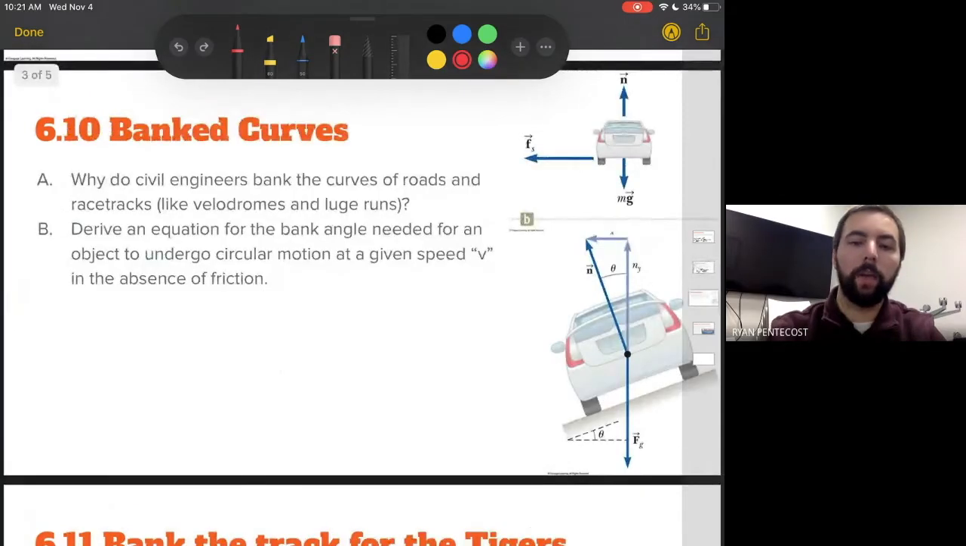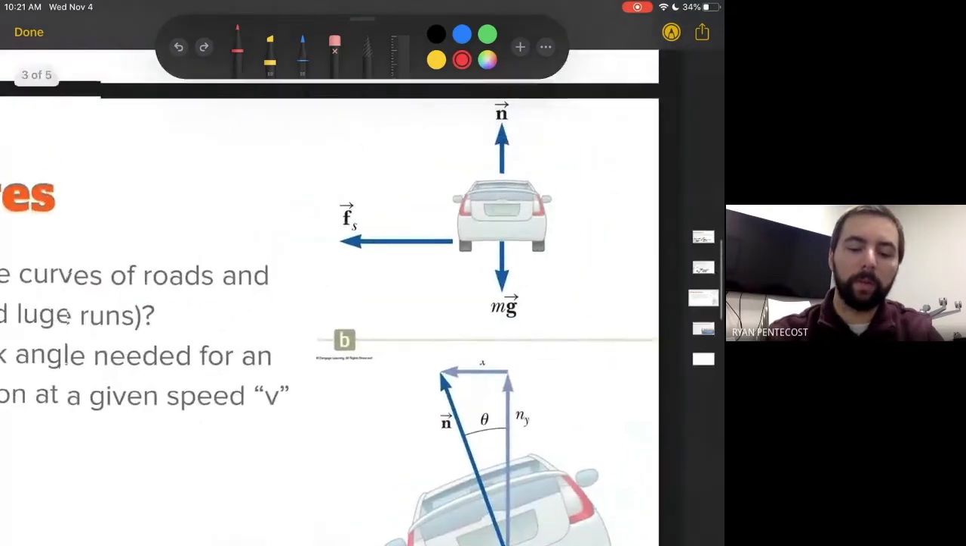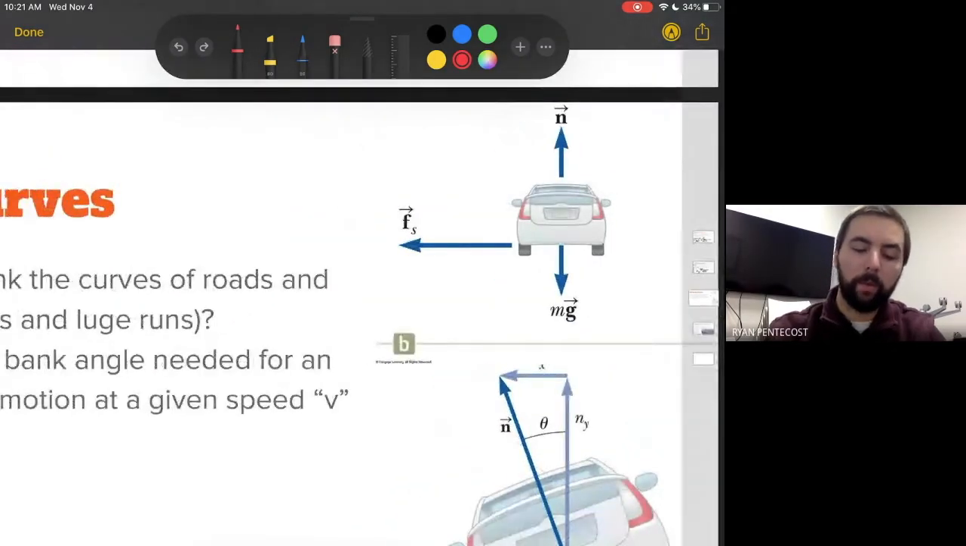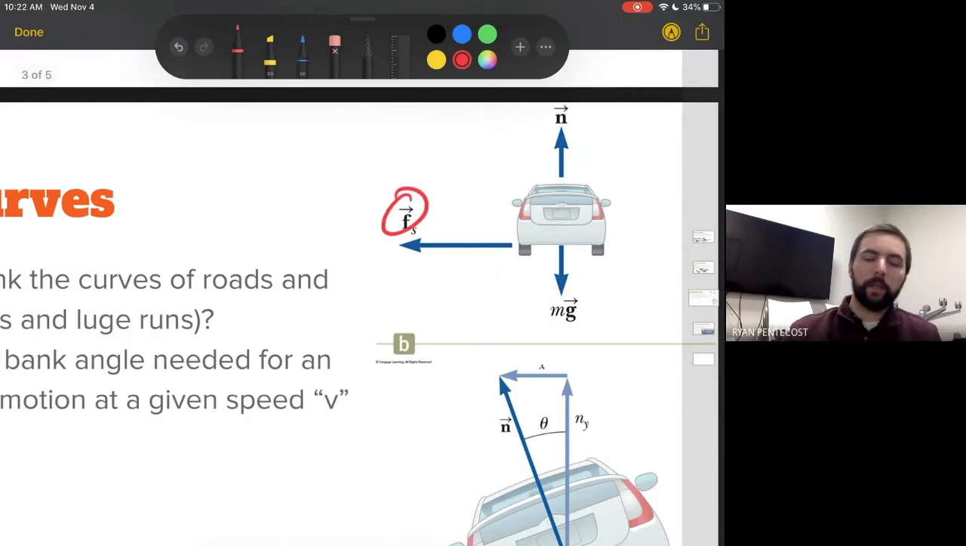Next, we have banked curves. Now, why do civil engineers bank the curves of roads and racetracks, like a velodrome and a luge run? If you guys haven't seen a velodrome, Google that one. Velodromes are basically a curved racetrack. But if we look up top, this is a turn with no bank, and the only thing that's causing you to turn is the static friction of your tires.